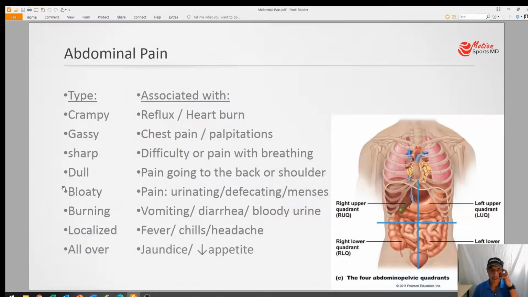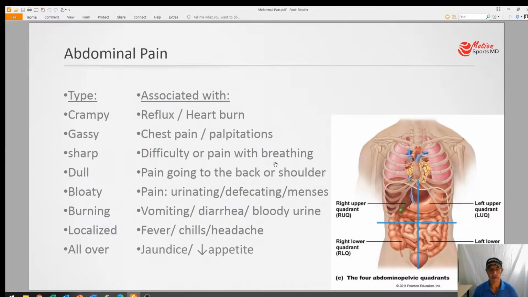So abdominal pain, when you start the history of the present illness, you need to ask a lot of different questions. Abdominal pain is rather lengthy, and your provider may ask about the type of abdominal pain. Is it crampy? Some of the adjectives: gassy, sharp, dull, bloaty, burning. Is it localized or is it all over? So those are some of the descriptive terms. And is it associated with reflux or heartburn, chest pain, palpitations, difficulty or pain with breathing?